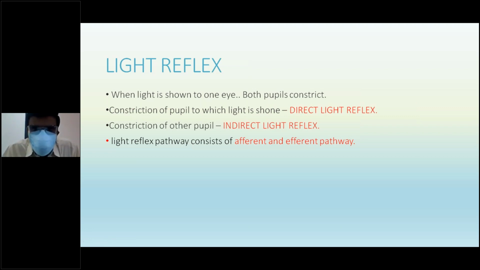If we throw the light in the right eye, that pupil constricts. It is called direct light reflex. And the pupil of the other eye constricts. It is called indirect light reflex. The light reflex pathway consists of an afferent pathway and an efferent pathway. What is the afferent pathway of the light reflex?